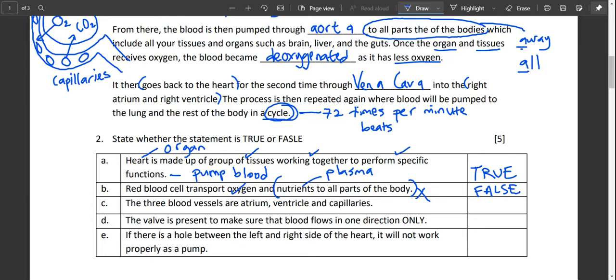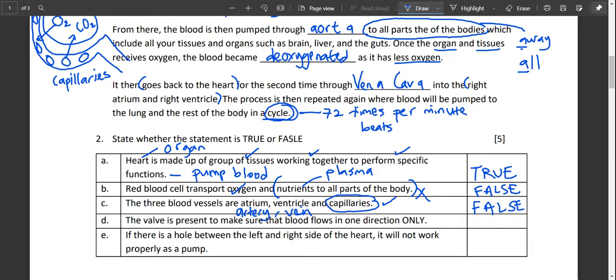C. The three blood vessels are atrium, ventricles, and capillaries. The only correct one here is capillaries. The first one should be artery, not atrium. The second one should be vein, not ventricle. Therefore, this one is also false.